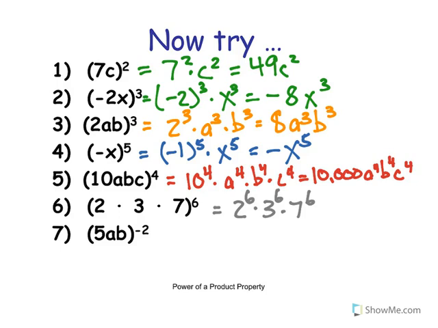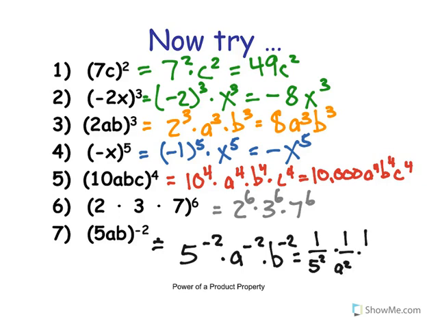And then 7 we said was a little bit tricky, right? So we're going to raise each of these to the negative second power, which is 1 divided by 5 squared, 1 divided by a squared, 1 divided by b squared. So 5 squared is 25, a squared, b squared.